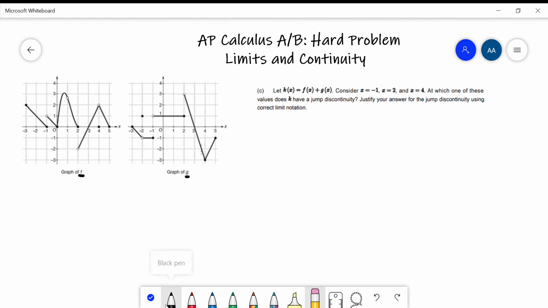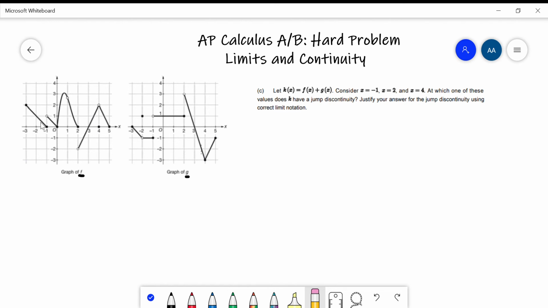A jump discontinuity, you can find that out when the right-hand limit and the left-hand limit for a single value of x are not the same. So if I had the limit as x approaches 4 from the left side, and the limit as x approaches 4 from the right, if those were unequal, then I would have a jump discontinuity. So let's start with x equals -1.